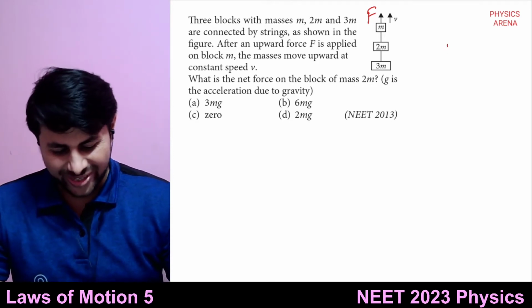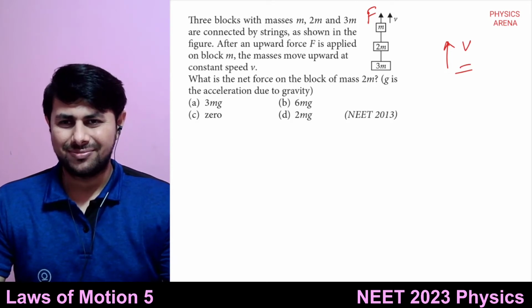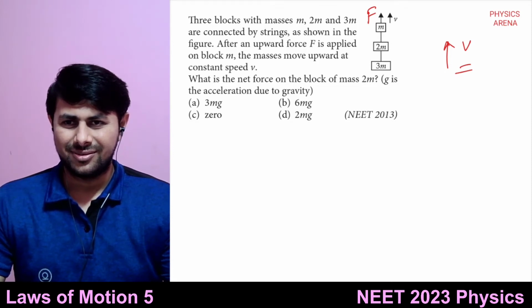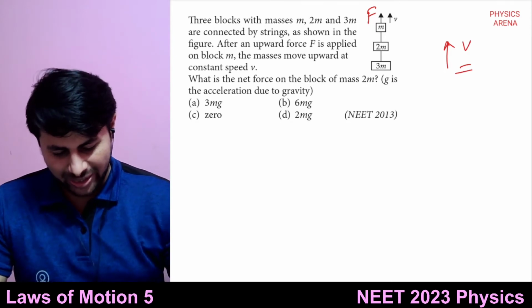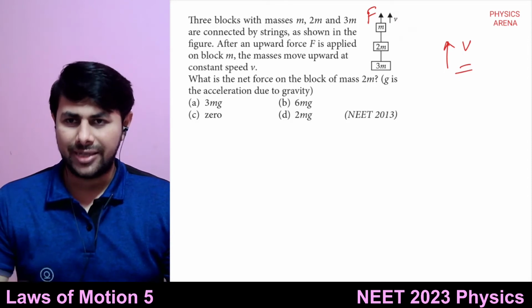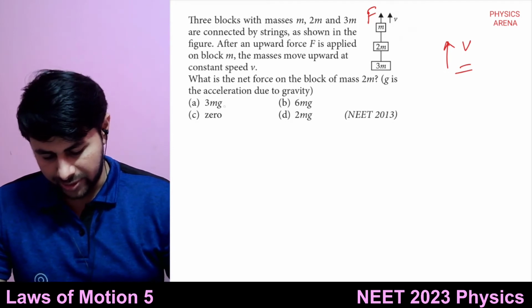They are moving upwards with no acceleration, moving upwards with constant speed v. Okay, there is no need to solve at all. Even if we solve, we will get 0. They are moving upwards with constant speed v. There is no acceleration. That means net force on all masses is equal to 0.